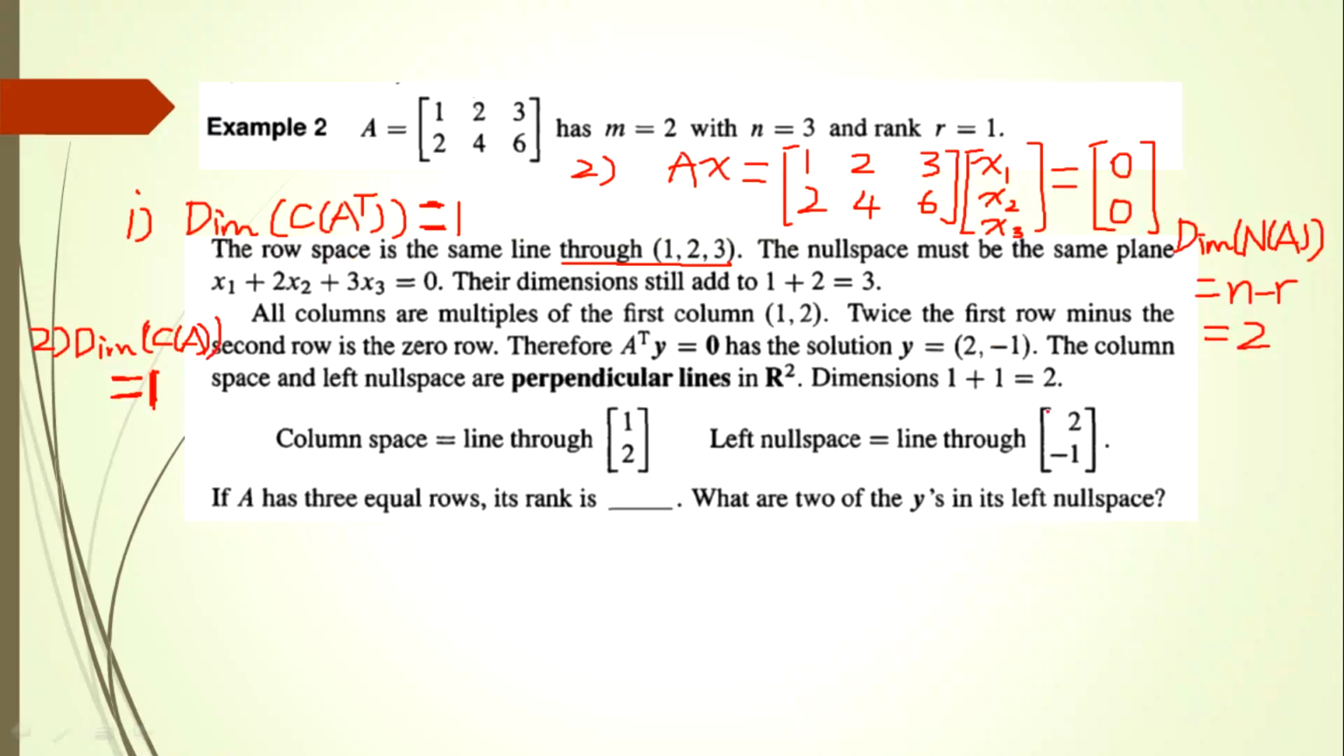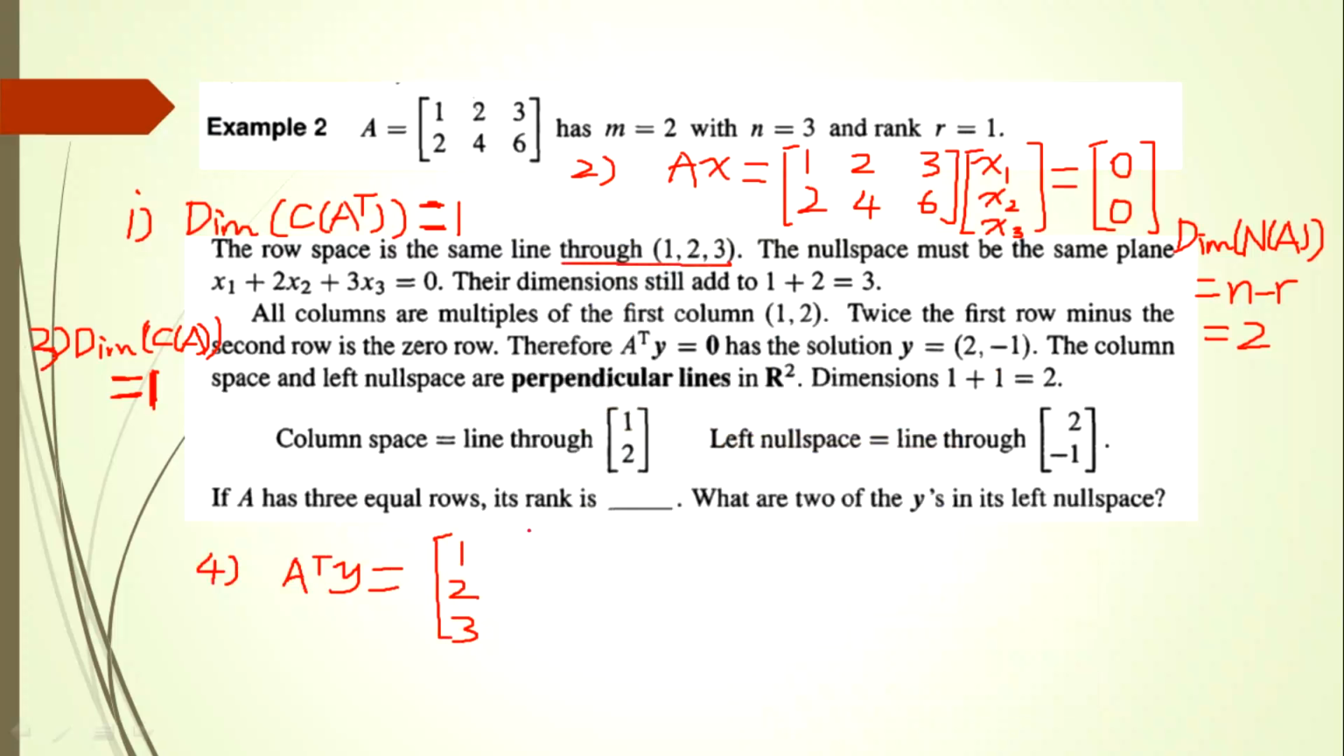Because the other 2 columns are multiples of the first one. And if we check the left null space, that has the solution 2, minus 1. Let's check that: A transpose y, with rows 1, 2, 3 and 2, 4, 6. Try to take note, okay? Try to take note.